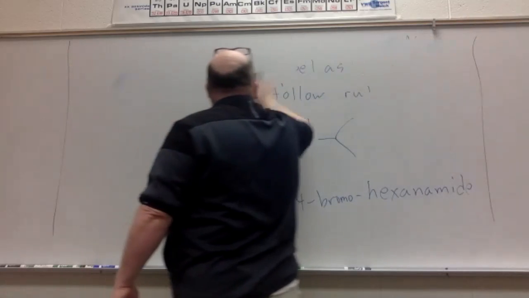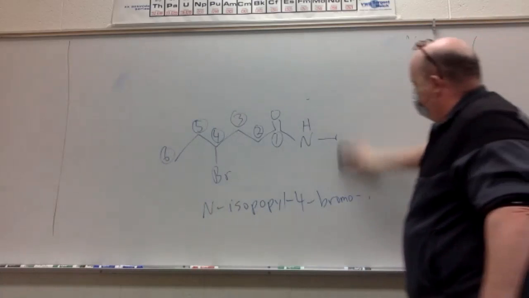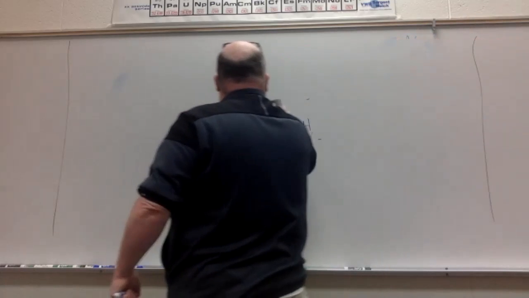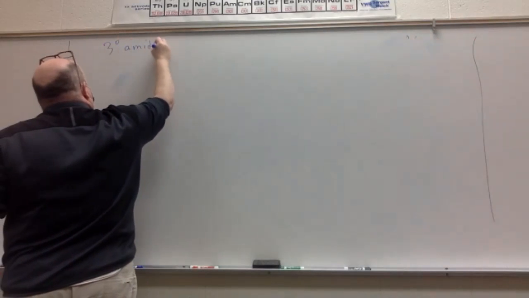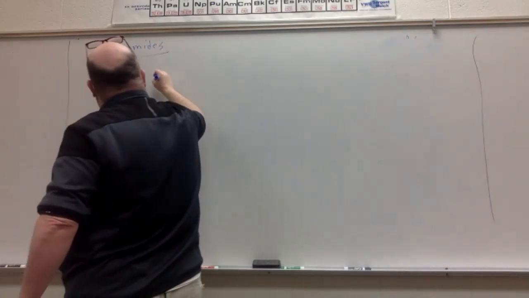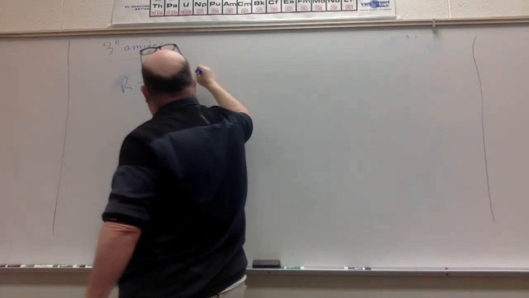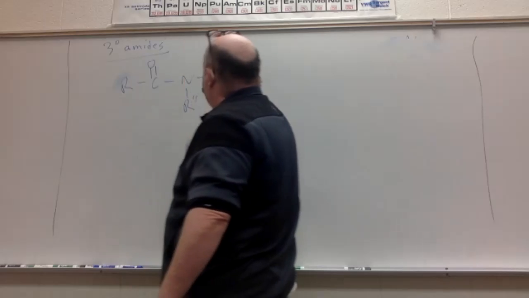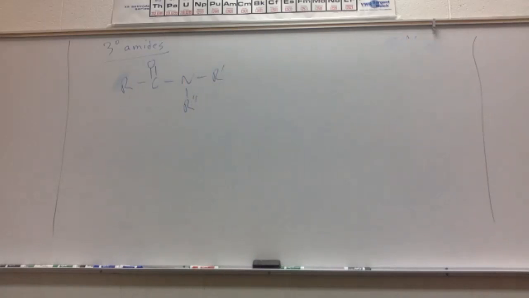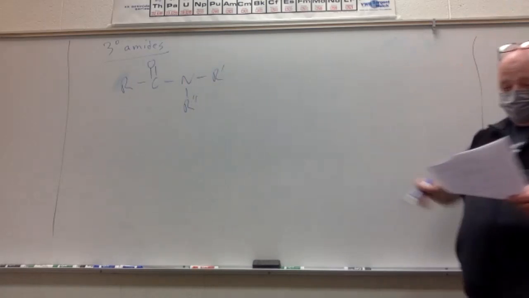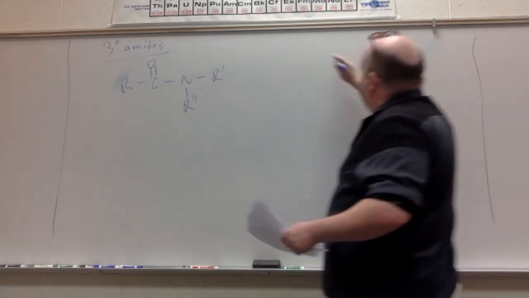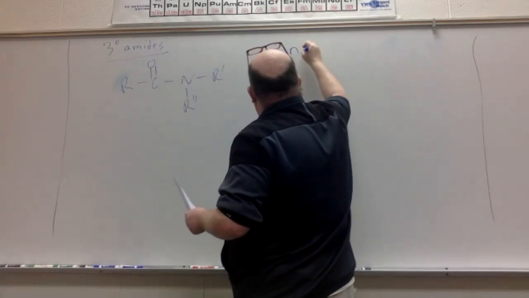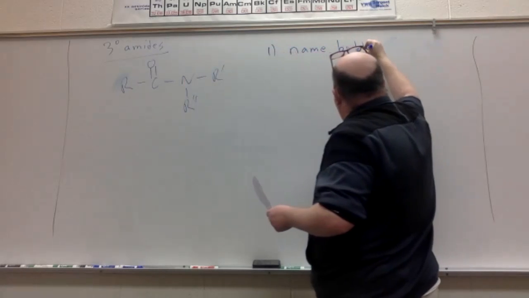And then we got tertiaries. All right, tertiaries are going to have a nitrogen that has 2 R groups on it. So something like that. All right. And as you might suspect, we got to account for both of those R groups. So you actually have a couple of different situations here. Let me write this down first. First thing you do is got to name both R groups.